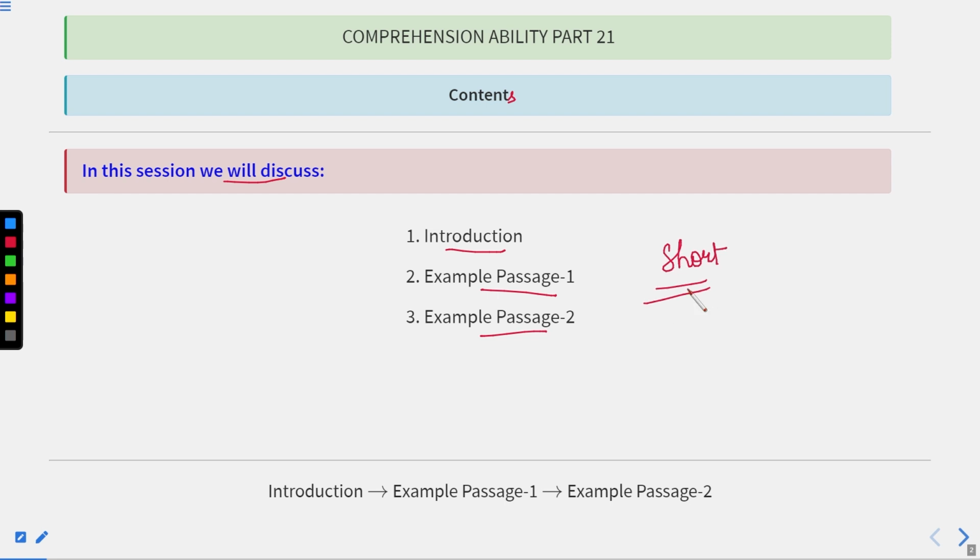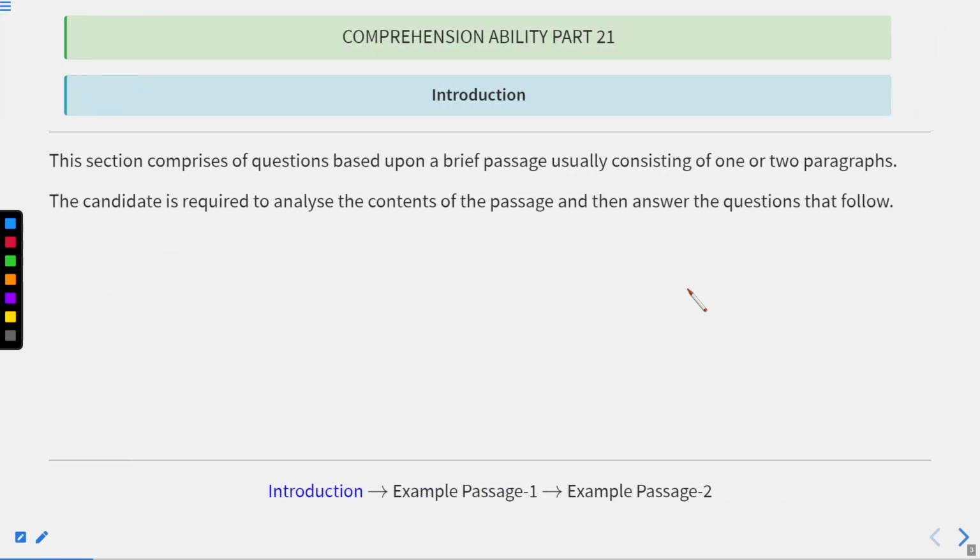Till now we have done at least 24 passages, and those passages were very lengthy, and the questions based on them were very tricky. They were not simple at all. But in this session, you will be getting some passages which are quite easy, in which you can easily get the answer from the passage itself, and the passage will be very short. You can easily answer them.